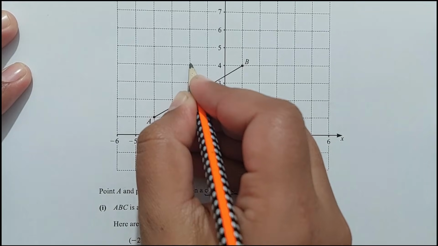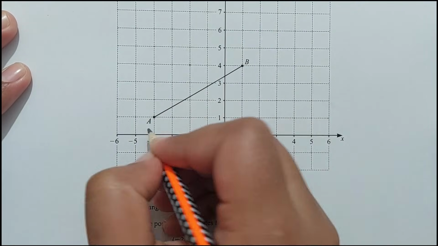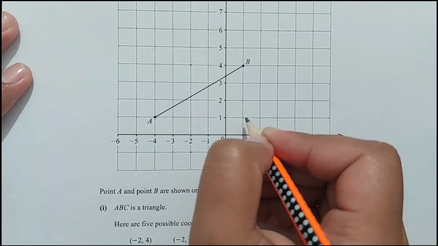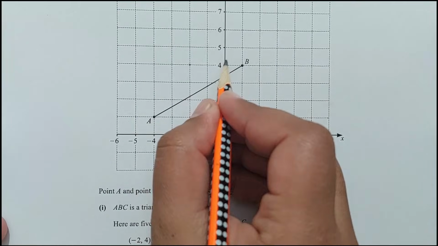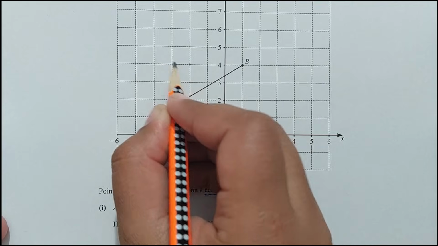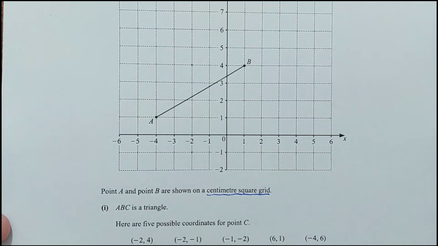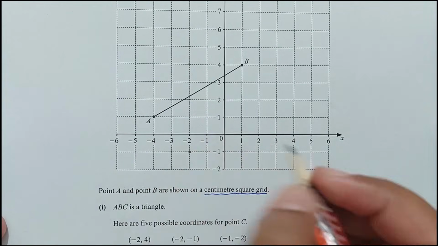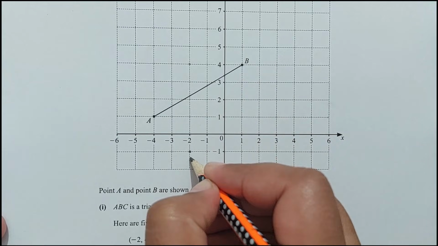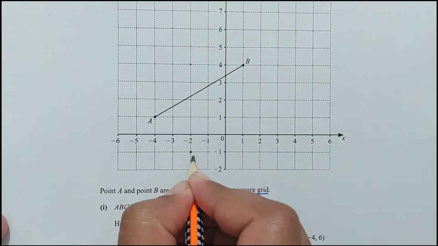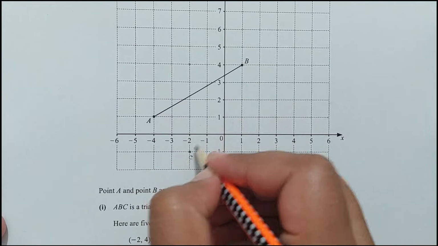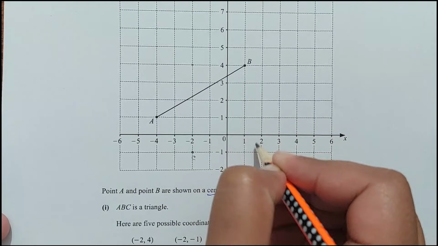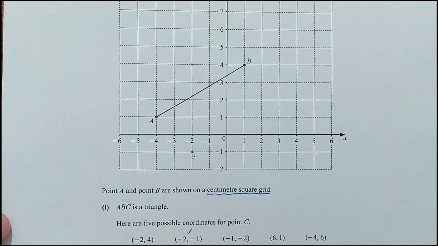So minus 2 and 4, if this would be the point C. So the distance between AB is 1, 2, 3, 4, 5. 5 units is the distance between AB. So this would be 1, 2 and 3 units, and this would be 2 units. So this is not an isosceles triangle. Let me try the second one, minus 2 and minus 1. X is minus 2, y is minus 1, this point. This distance is 5 units. So if this is point C, the distance would be, if I can count, 1, 2, 3, 4, 5 units. So this would be an isosceles, yes.